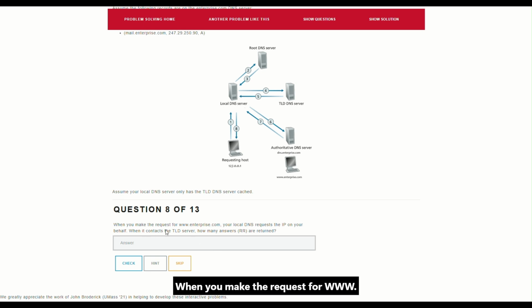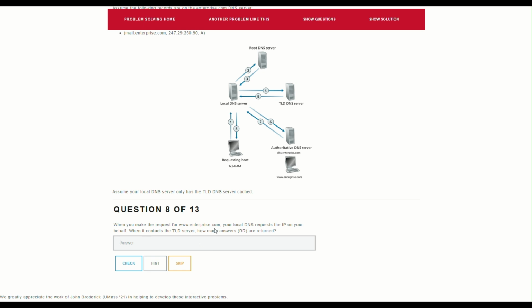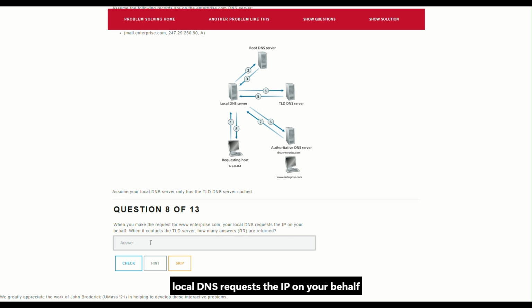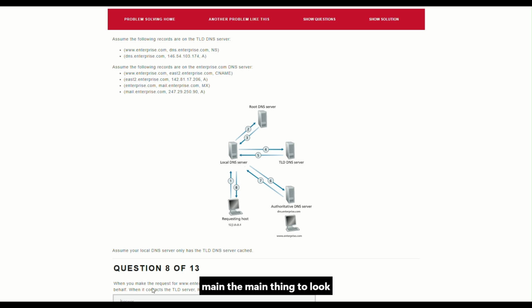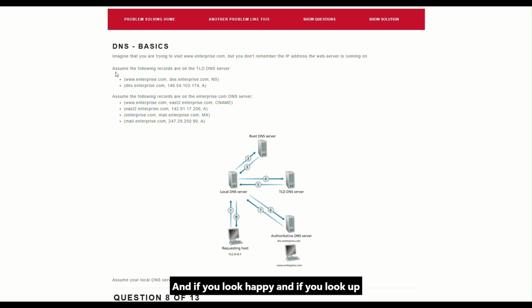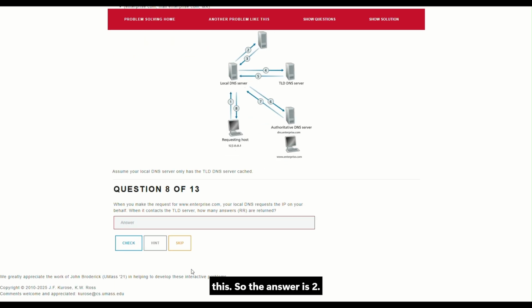When you make the request for www.enterprise.com, your local DNS requests the IP on your behalf. When it contacts the TLD server, how many resource records are returned? The main thing to look for is when it contacts the TLD server, right? Which is this. If you look up here, there are, assume the following records on the TLD DNS server, and there are two records, this and this. So the answer is 2.